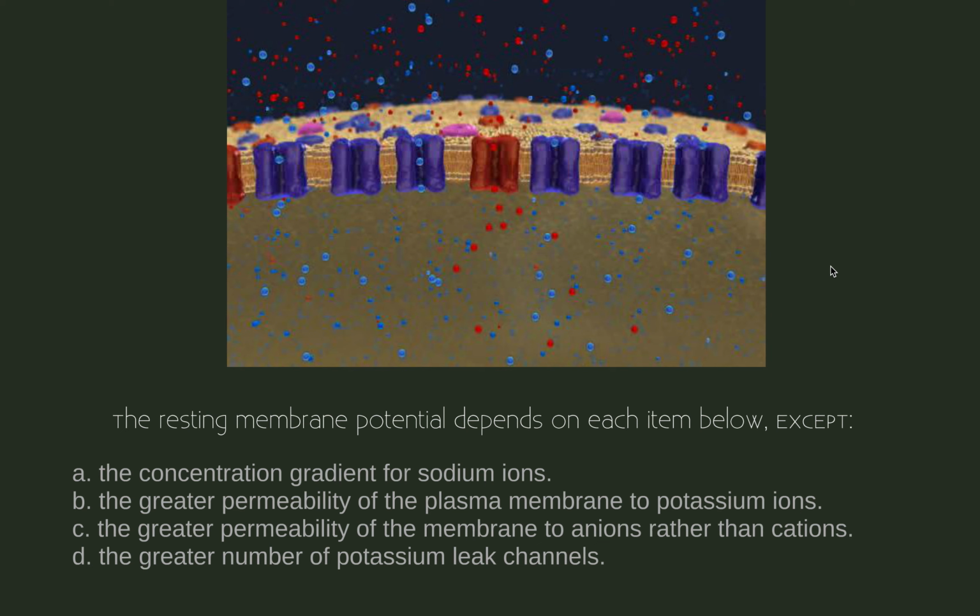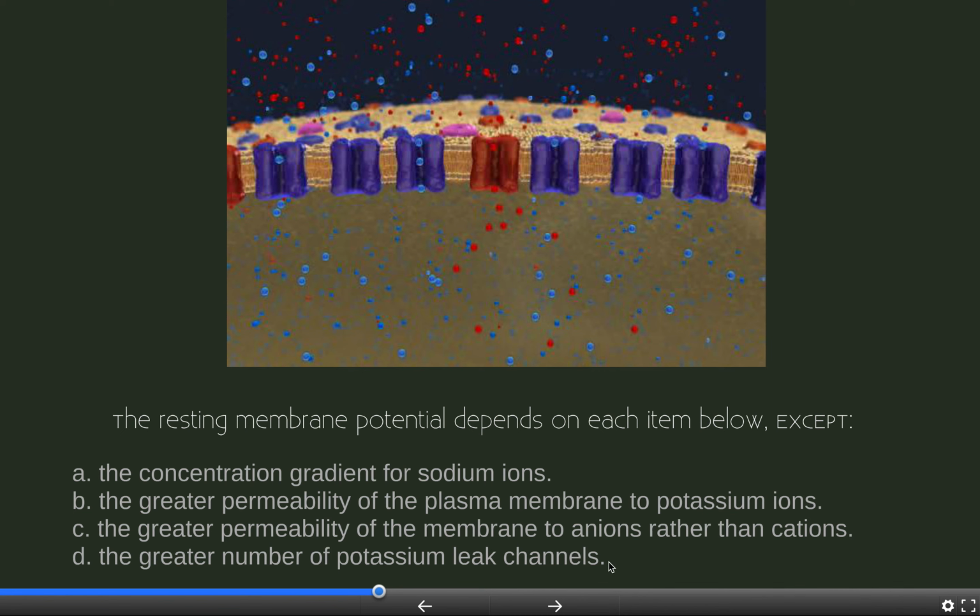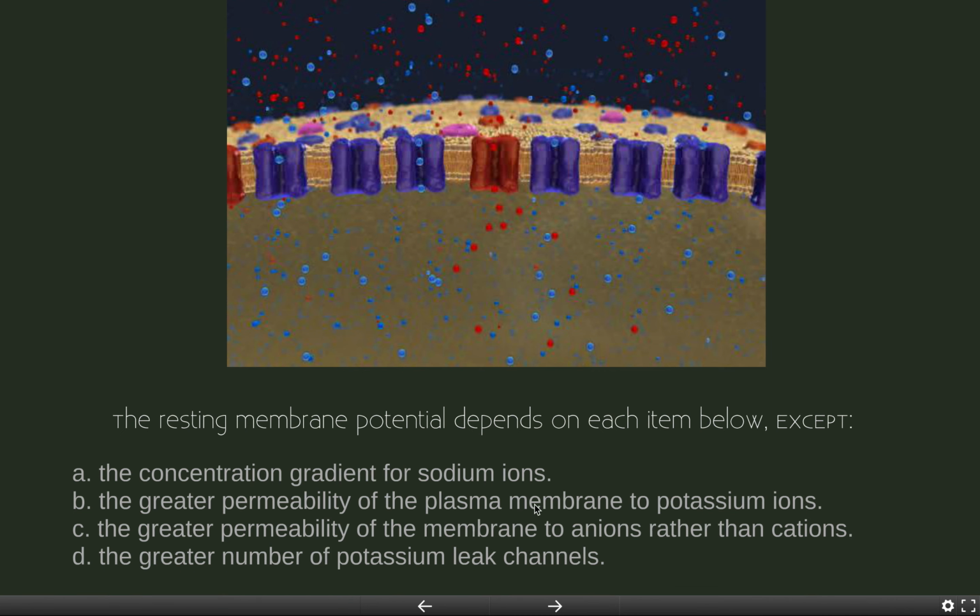The resting membrane potential depends on each option below except... The concentration gradient for sodium ions is necessary. The greater permeability of the plasma membrane to potassium ions is necessary, due to the greater number of potassium leak channels. That's why it's more permeable to potassium. And C, the greater permeability of the membrane to anions rather than cations, makes no difference. So C is the one that does not depend on.